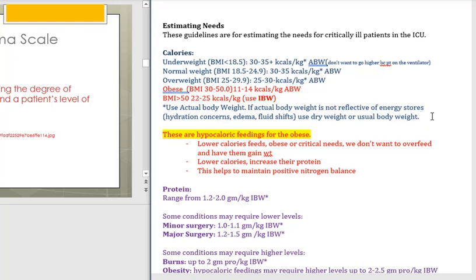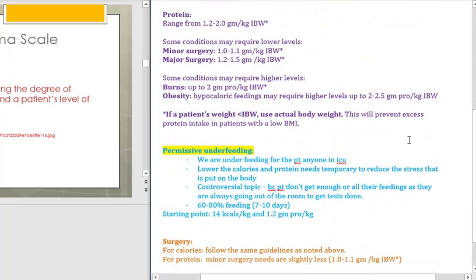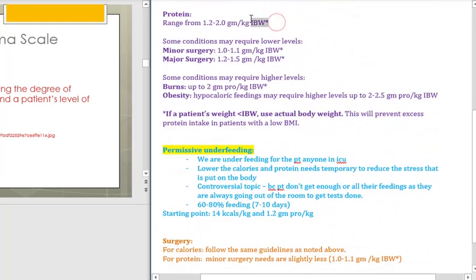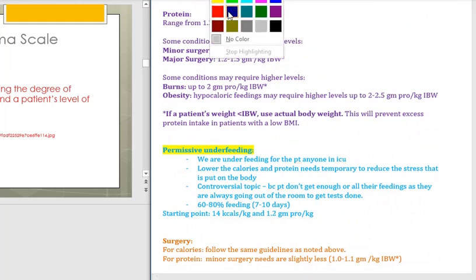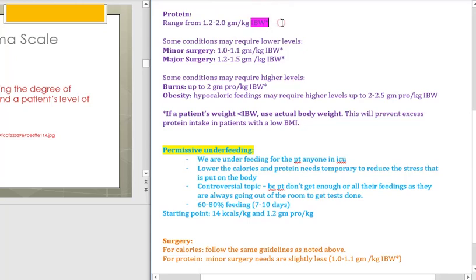Okay. Protein, okay? For protein, we're going to do this on ideal body weight. Protein levels are typically 1.2 to 2.0, so there's a range. That's the range that we would use for stress. So you use the higher end of the range for someone that has more stress, and the lower end for someone that has less metabolic stress.